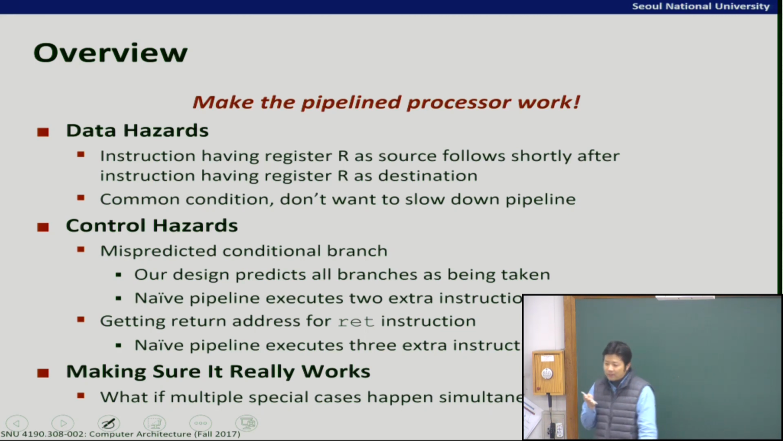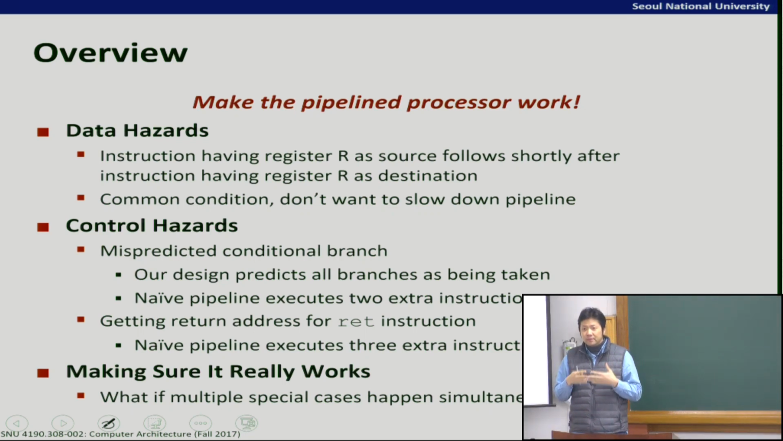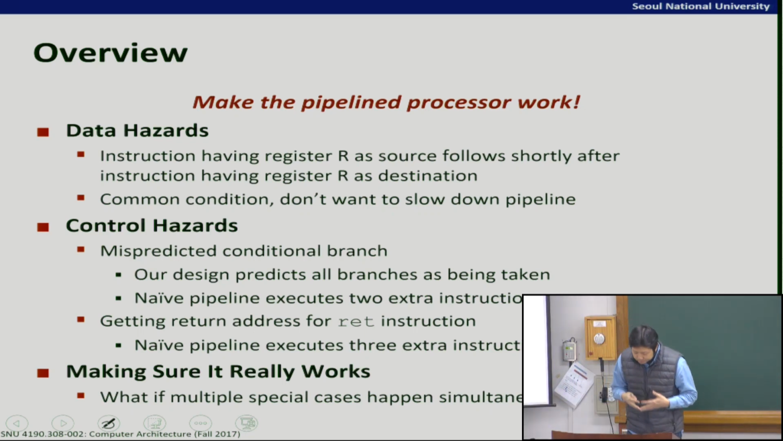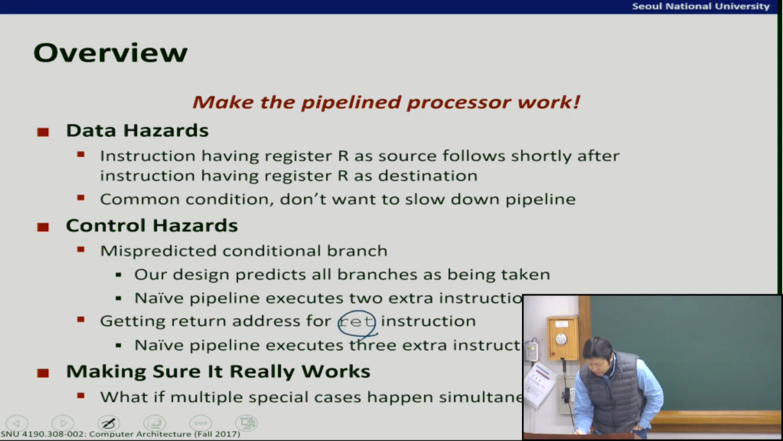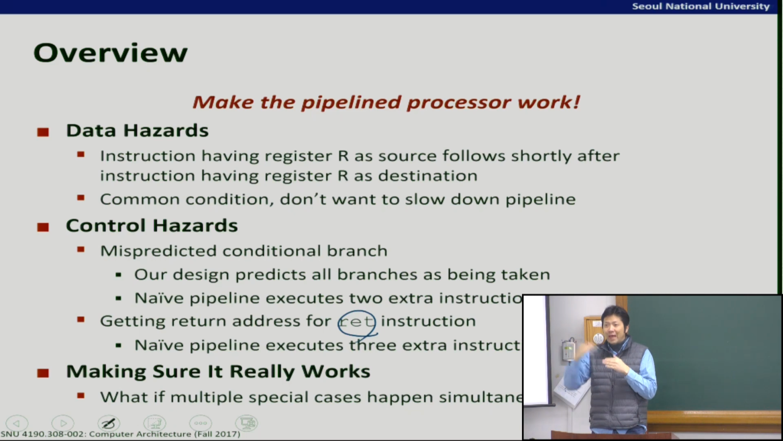So we actually have to flush the pipeline and then start fetching again from the correct PC. That's what's happening. And also there's another control hazard caused by RET, a return instruction. So think about the return instruction. You actually have to access the stack, right? Because if you hit a return instruction, you have to pop the return address from the stack, and then you have to jump to that address, right?